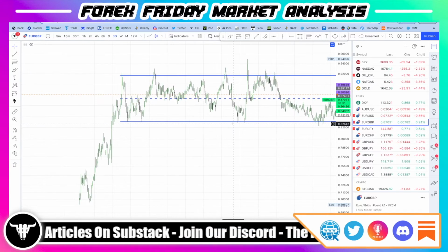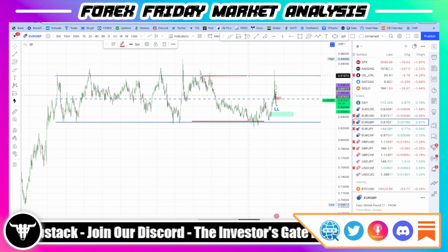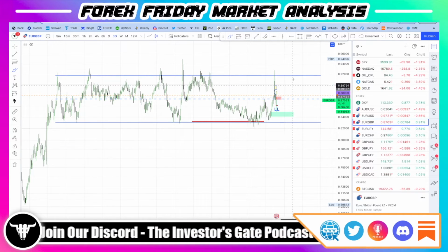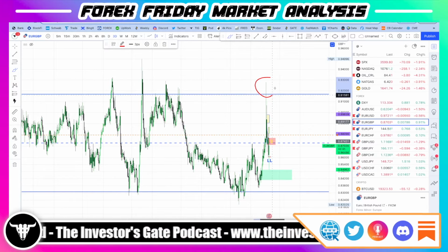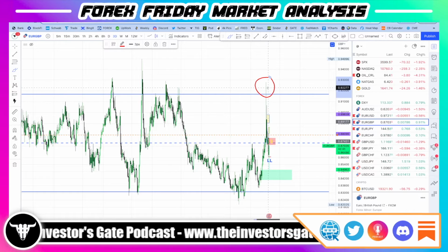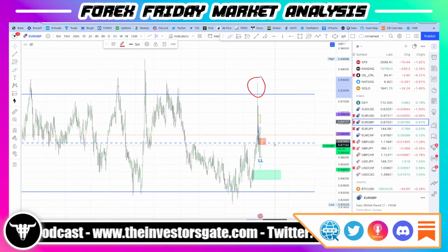You have this range low and this range high. General areas, and that's where we wicked into right here. So we had this candle wick that went straight to the range high, and so deviation basically, and then a return back all the way to the middle.